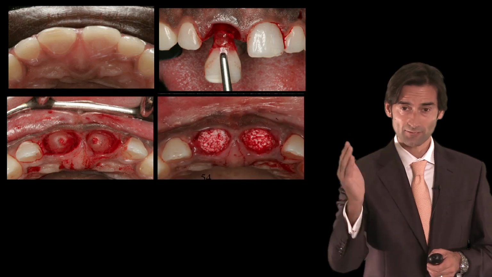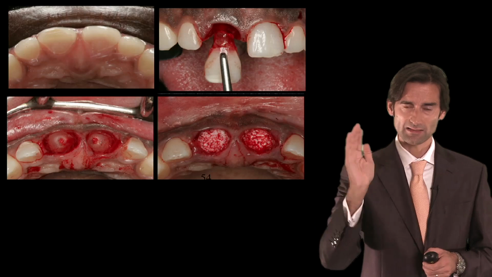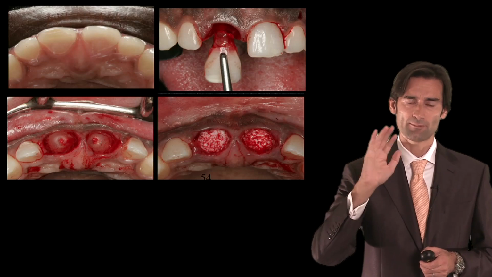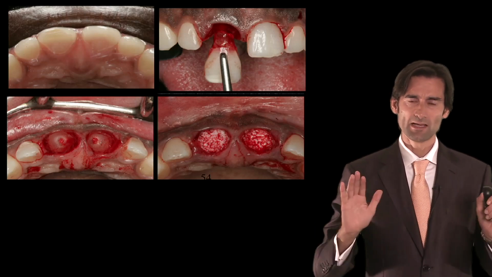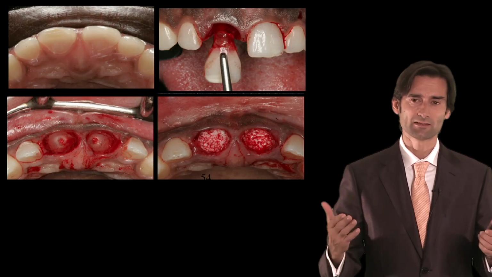I placed this after I really degranulated everything. I cleaned out the sockets, I cleaned out all the soft tissue, and I preserved the buccal bone. I placed here 100% xenograft because the buccal bone plate is intact.